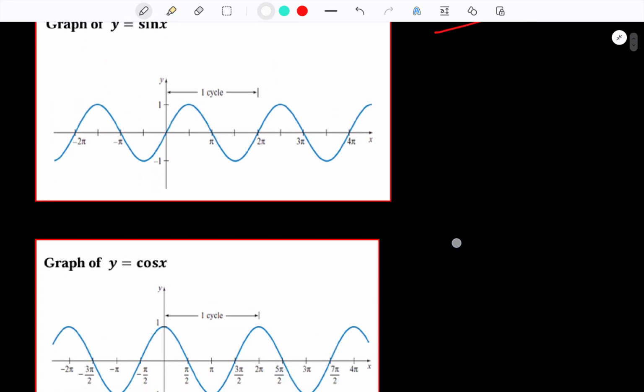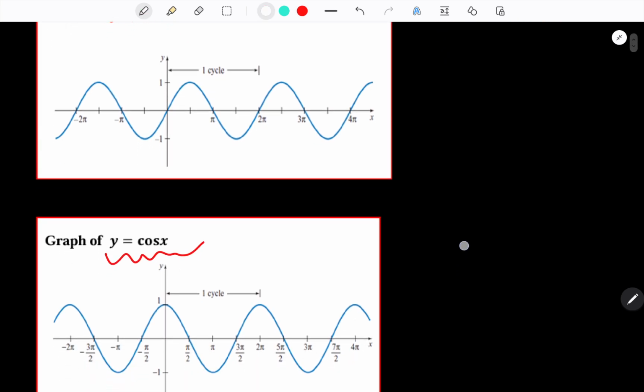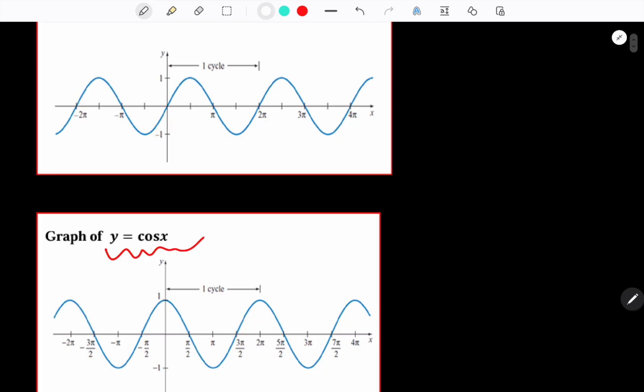So look at the curves. There are two graphs I've given. One is the sine curve. Another one is the cosine curve. Can you see any difference between these curves? Can you find out? I'll give you 10 seconds. Yes, did you find anything? What's the difference between the two curves?